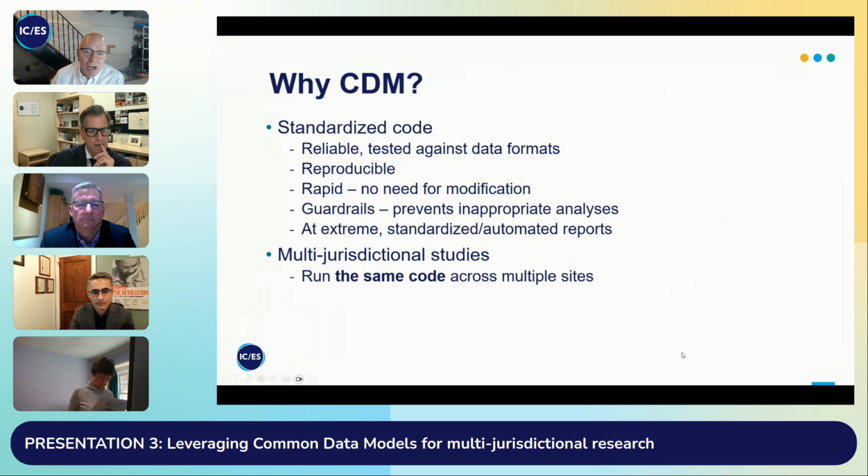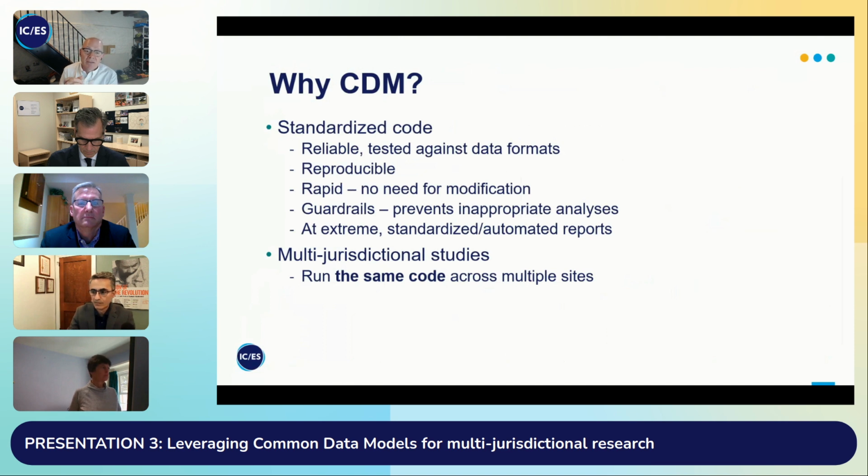So why a common data model? Well, a common data model is an alternative to that, where if the data are standardized, we can run standardized code against those data. We can build, say, a single program to conduct a regression analysis, and we know that that will run against all the data sets in the system because the data sets all have the same format. This code is therefore more reliable. It's been tested against this data format. It's reproducible because it's been tested. It's rapid because we don't have to write separate code to run a regression. It's just there.